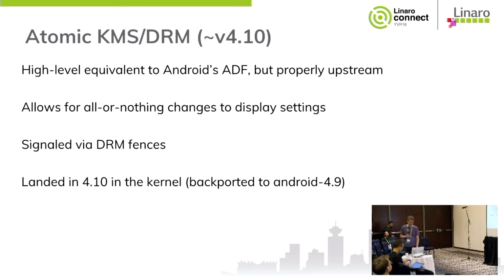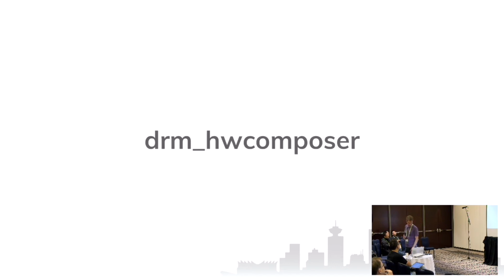And then in 4.10, the atomic KMS and DRM code landed, thanks to Robert Clark and lots of others. And at a high level, this is very similar to Android's ADF, but it's actually properly upstream, which is really nice. It allows for that all or nothing setting of display settings and signals with DRM fences instead of Android sync points. And this landed in 4.10, but Marissa Wall backported it to Android 4.9, so it's usable for devices using 4.9. And that gets us to the DRM Hardware Composer.